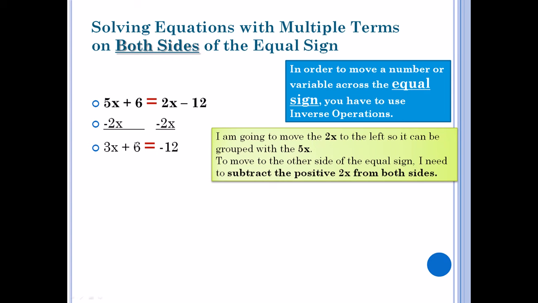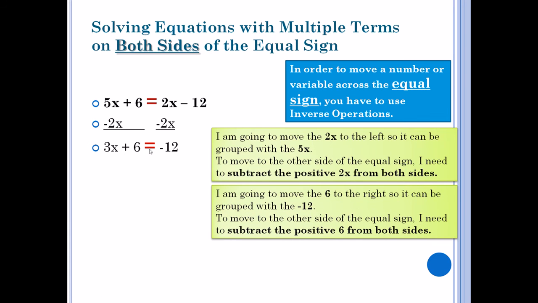So let's just talk about this plus 6. I want to move it over here. Again, if I cross that equal sign, I have to do the opposite of what's going on here. Right now it's being added, so the opposite of adding 6 is to subtract 6 from both sides of the equal sign, keeping it in balance. I'm left with that positive 3x. 6 take away 6 is 0. Negative 12 take away 6 is negative 18.